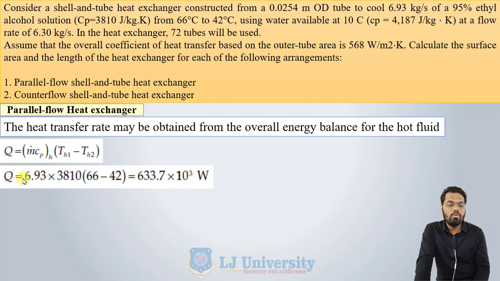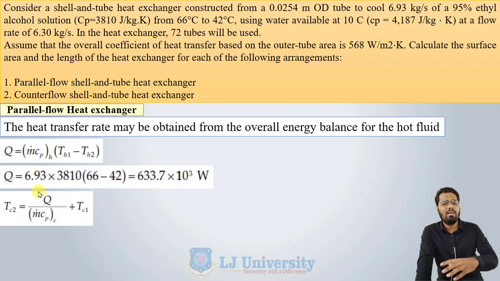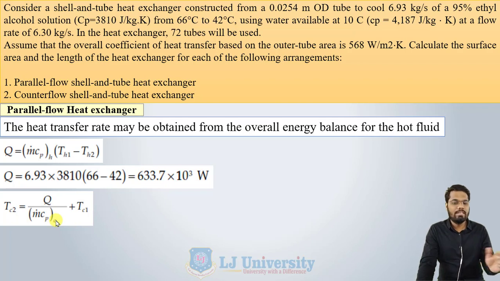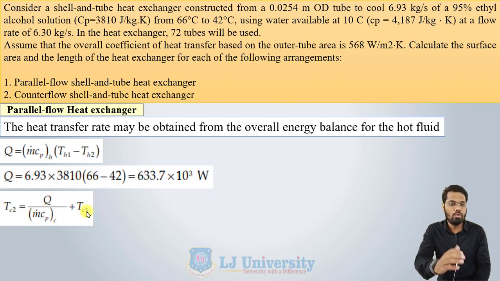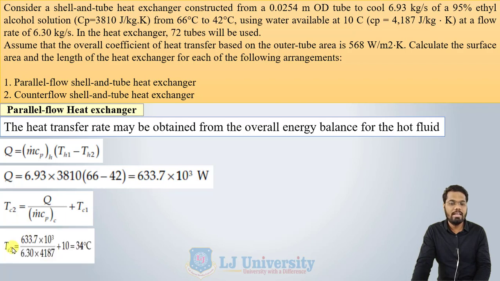Now from this value we can easily calculate the unknown temperature of the cold fluid, which is TC2, by Q is equal to MC, CPC, TC2 minus TC1. In that equation, we can easily calculate the value of TC2. Remaining Q, MC, CPC and TC1 are known to us. So putting the values, we will easily get the outlet temperature of the cold fluid, which is going to be 34 degrees Celsius.